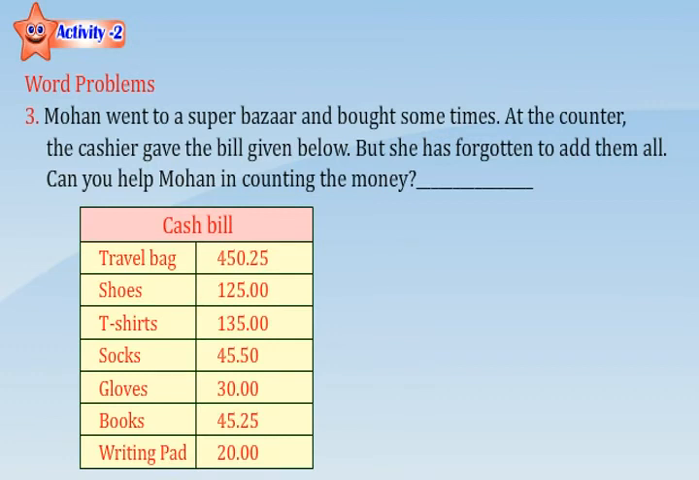Cash bill. Travel bag, rupees 450.25. Shoes, rupees 125. T-shirts, rupees 135. Socks, rupees 45.50. Gloves, rupees 30. Books, rupees 45.25. Writing pad, rupees 20.